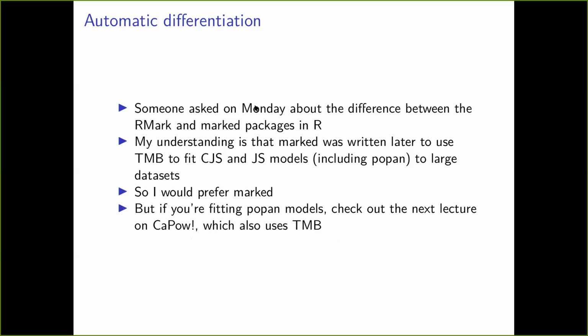Someone asked in the Zoom office hours on Monday about the difference between rmark and marked, the 2 different packages in R. My understanding is that marked was written later to use TMB to fit CJS and JS models, including Popan. So I would recommend using marked out of those 2 different packages. But if you're fitting Popan models, you can also check out the next lecture on Kapow, which also uses TMB.